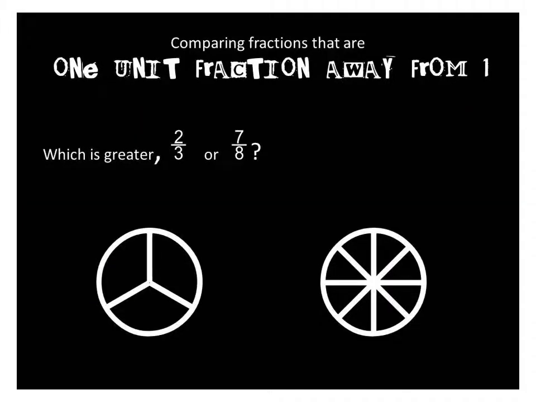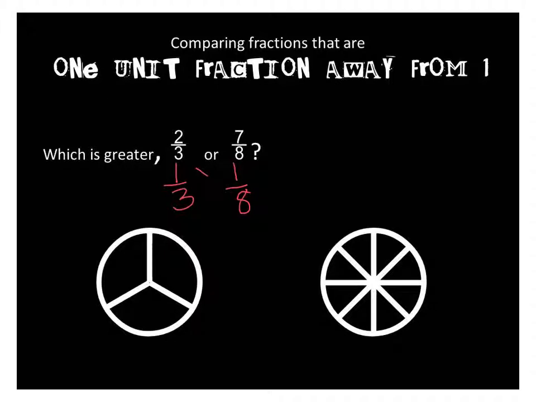Here we're going to compare two fractions that are exactly 1 unit fraction away from 1. If we look at our first fraction, 2/3, we can see that that is 1/3 away from 1 whole. And 7/8 is exactly 1/8 away from 1 whole. So one thing I like to do is think about what piece is missing, so the 1/3 and the 1/8, and then I think which one of those would be greater.